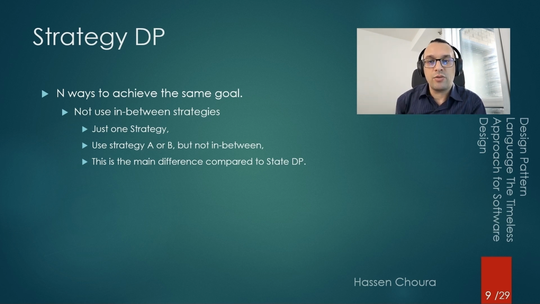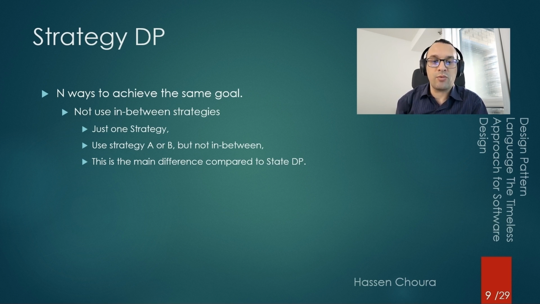But in this definition, we add one constraint, and this constraint is that there are no in-between strategies. In other terms, if we opt to use strategy A, we should not jump to strategy B. And if we use strategy B, there are no in-between strategies. We need to opt to keep working with strategy B. This is the difference between the design pattern language definition and the existing definitions, since other definitions may tolerate in-between strategies.